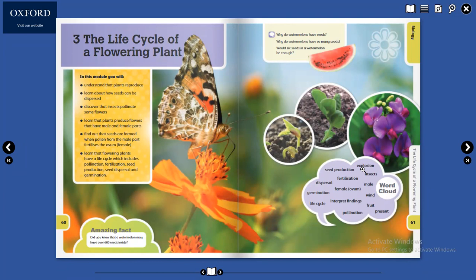Omar Muhammad, read. Yes, teacher. Seed production, explosion, fertilization, insects, male, female, ovum, dispersal, germination, life cycle, wind, fruit, present, pollination, interpret findings.